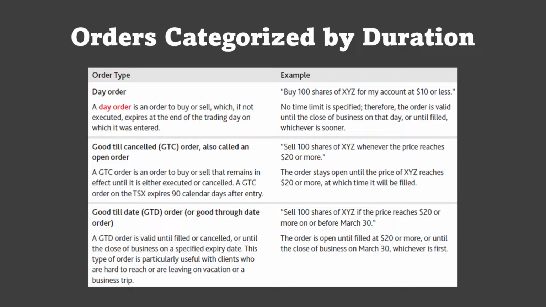You have a good till canceled order, also known as an open order. This is an order to buy or sell that remains in effect until it is either executed or canceled. And a good till canceled order on the TSX expires 90 calendar days after the entry.